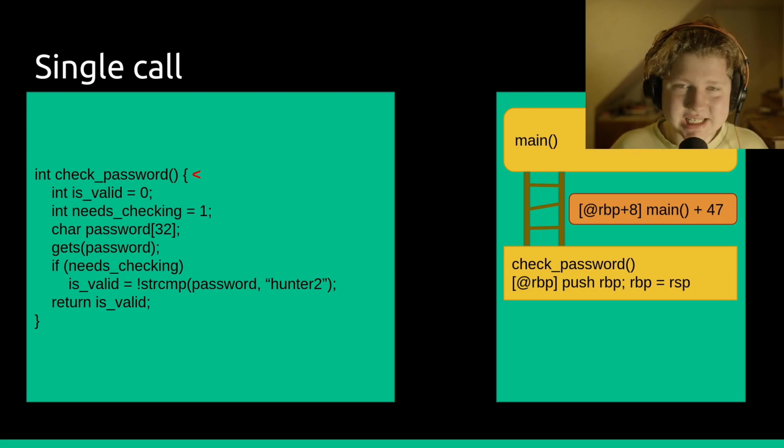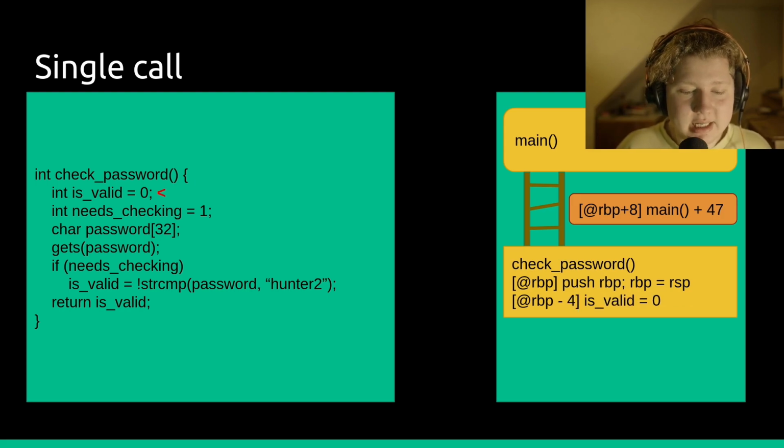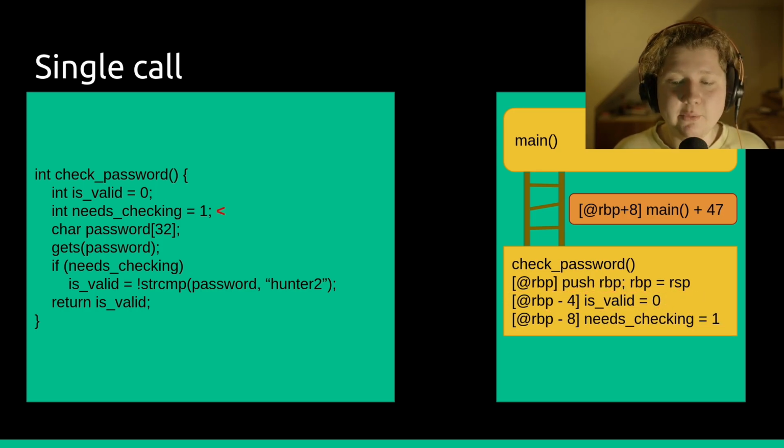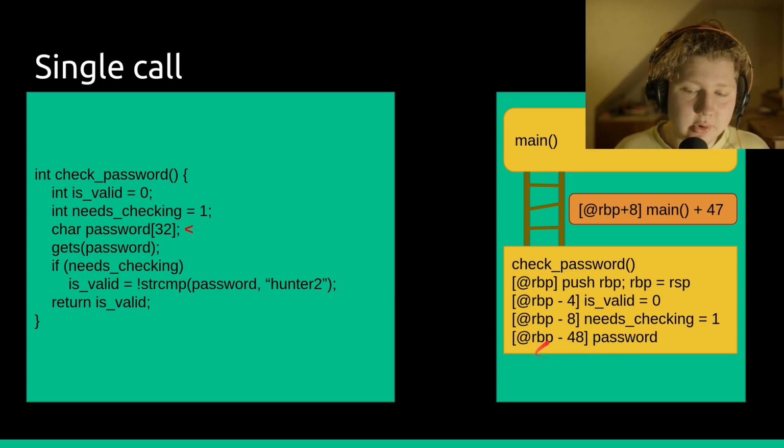So let's just get back to the execution. The next thing that happens is our first variable being declared. It is being pushed at RBP-4. Then we have needs checking being pushed, and finally we have a space being allocated for the password.